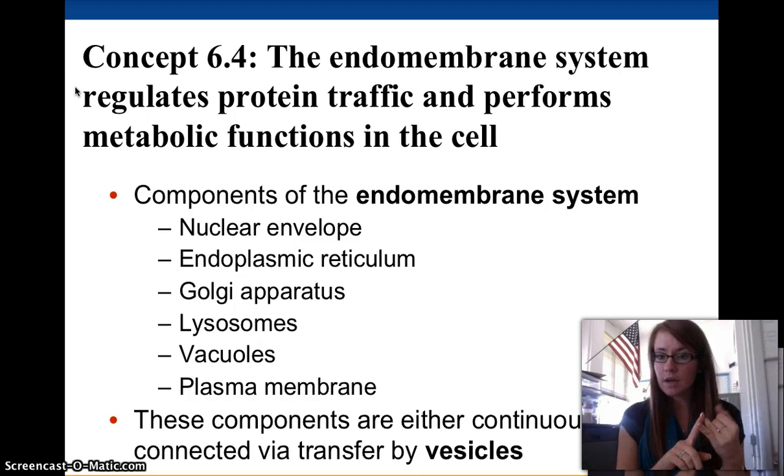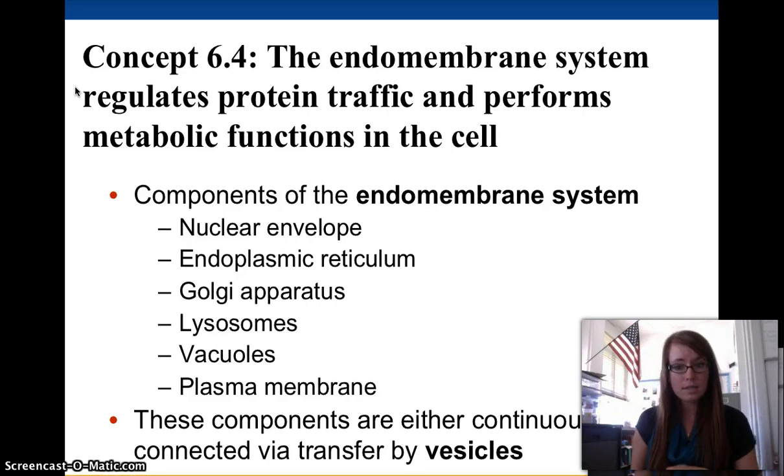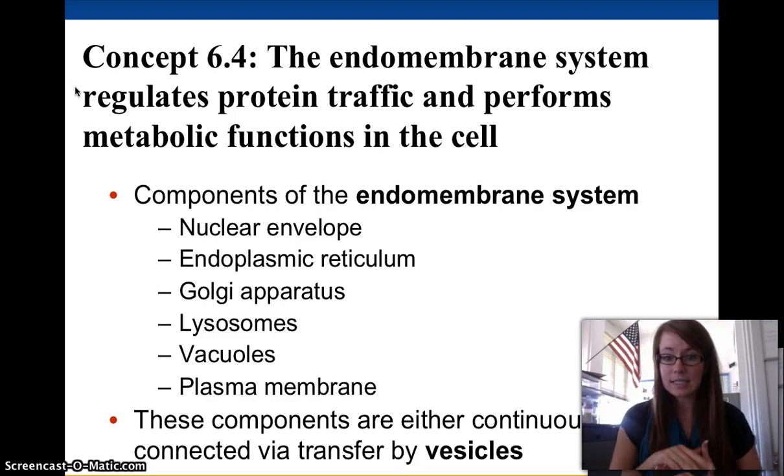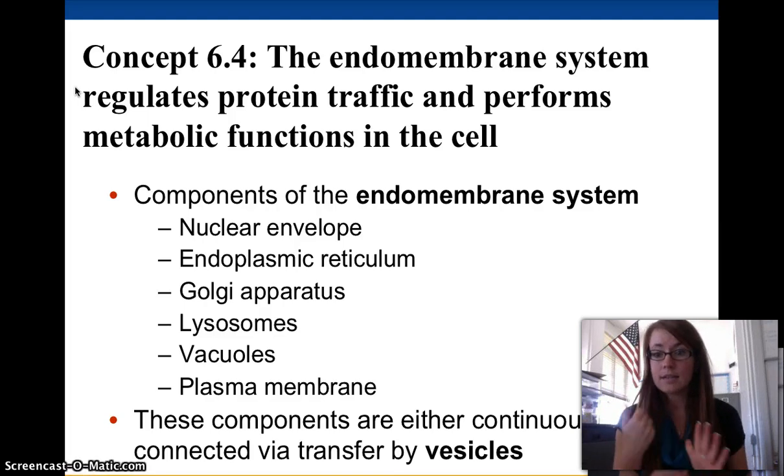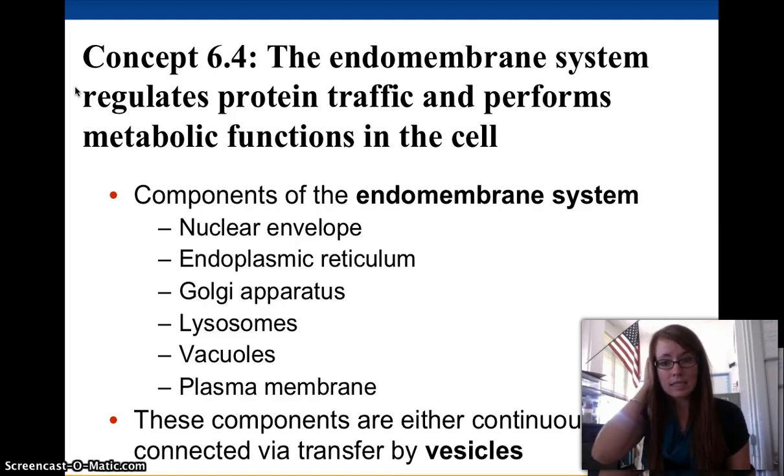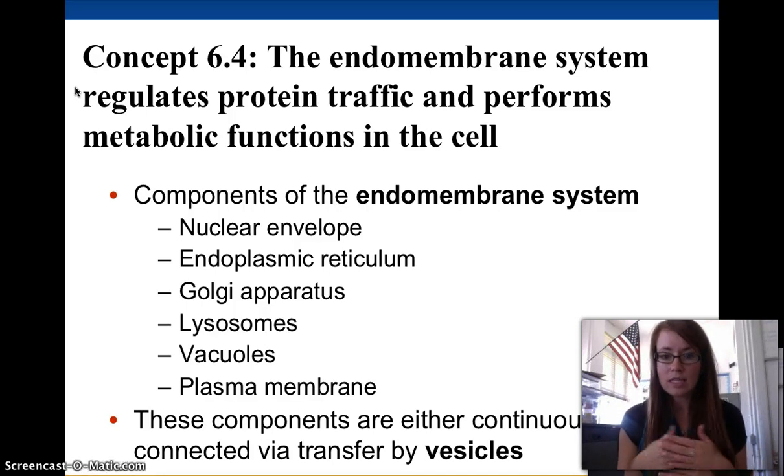These consist of the nuclear envelope, like I just said, the endoplasmic reticulum, which we can usually refer to as the ER, the Golgi apparatus. You might see it as Golgi bodies or Golgi complex, same thing. Lysosomes, vacuoles, and the plasma membrane. And like I said, the membranes of the endomembrane system are all continuous.